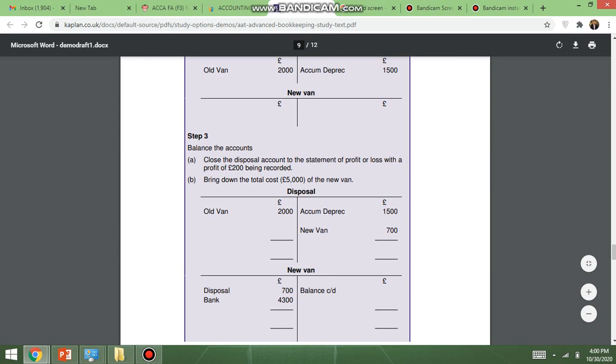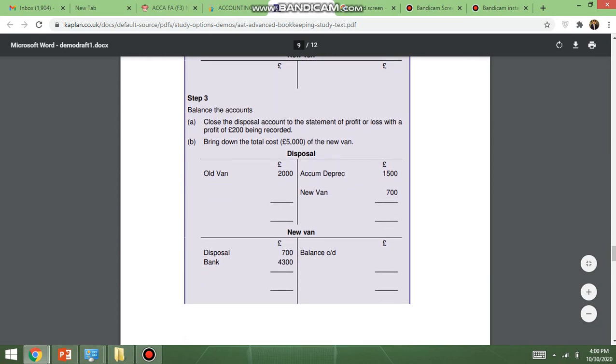So on the old asset you actually gained a profit of 200 due to this allowance of 700, and in the new van account you get a disposal amount of 700, an allowance of 700 over here. Its original cost was 5,000 pounds if you wanted to purchase it, but you would purchase it for 4,300, since you got an allowance of 700 when you disposed of your old asset for it.